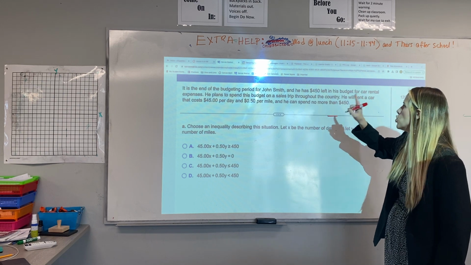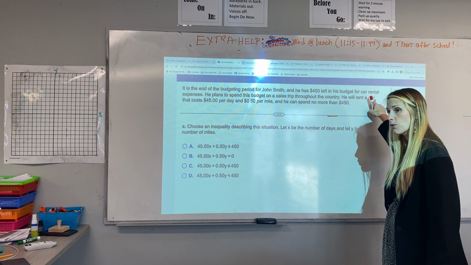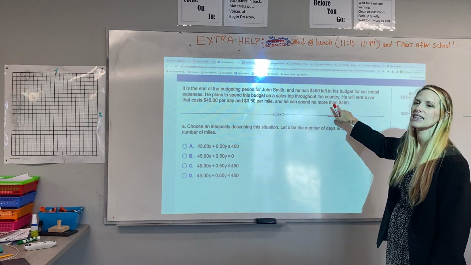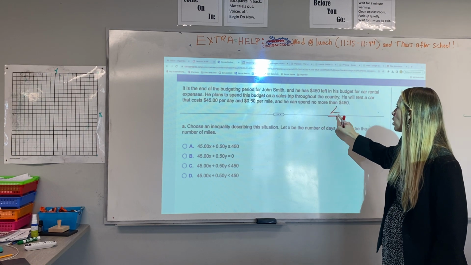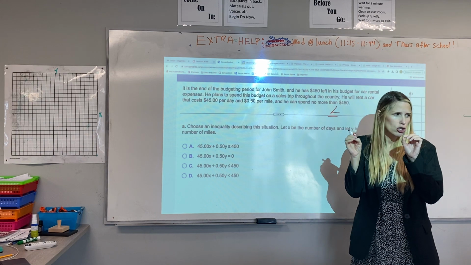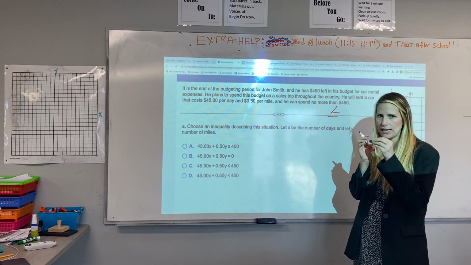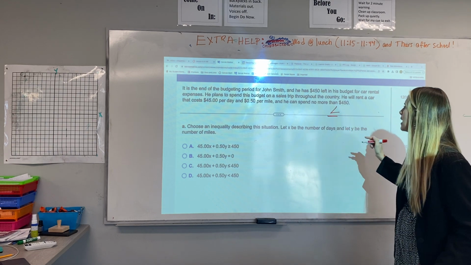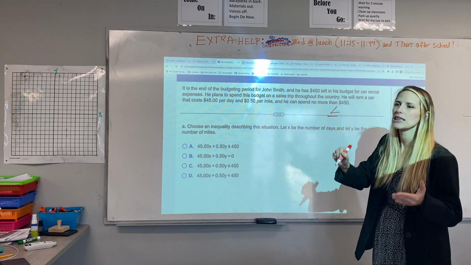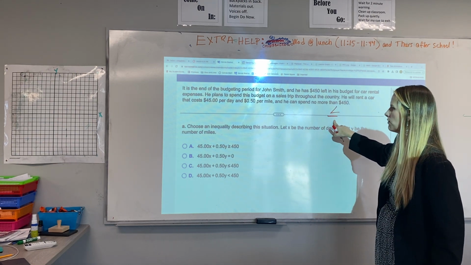He can spend no more than $450. So can he spend greater than $450? No, no greater than that. He can spend less than $450 or equal to $450. It's very tricky to interpret this wording and put it into an inequality, so we want to slow that part down. He can spend no more than $450, so he must spend less than $450 or exactly $450.